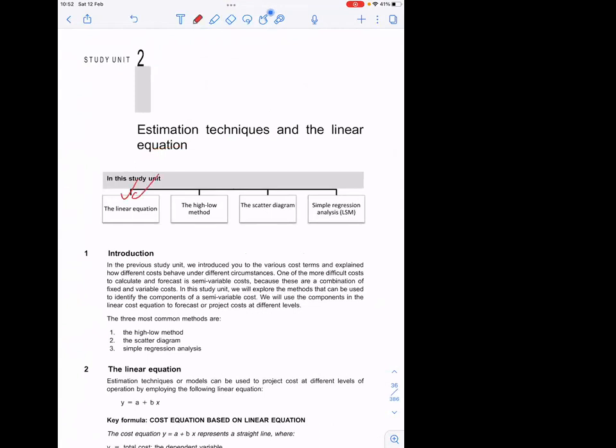We've got the linear equation. We need to know what it is used to estimate. We have got the high-low method. Your friend there, he shall follow you into the exams. He shall follow you to assignments and beyond your studies, your undergrad to degree.